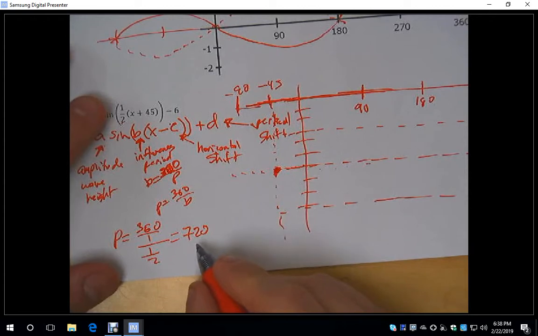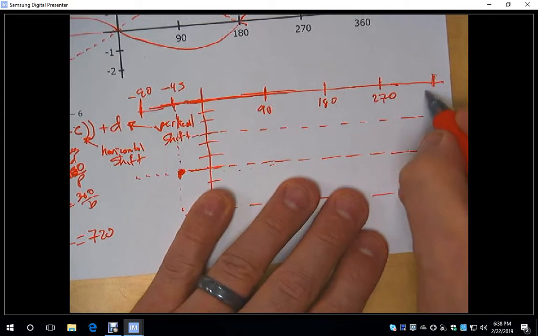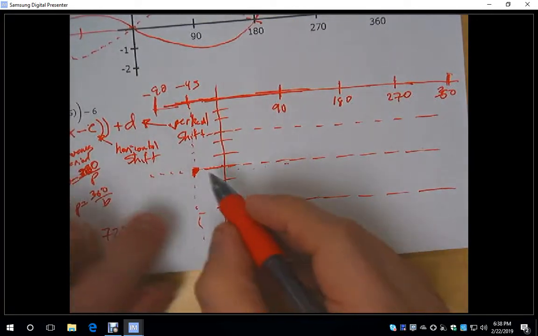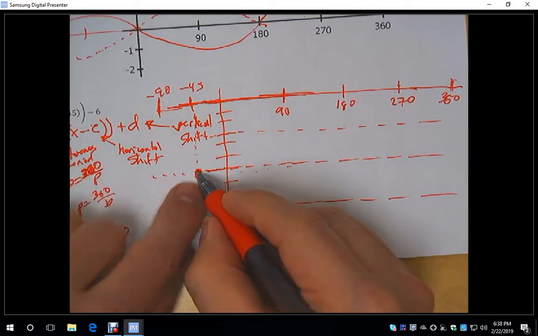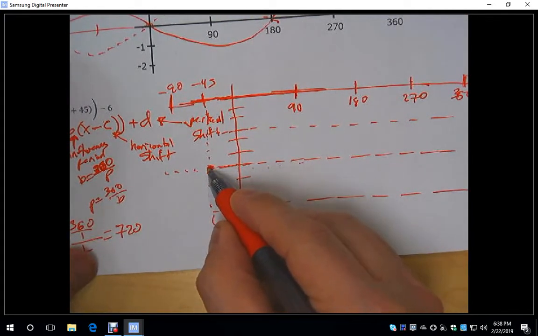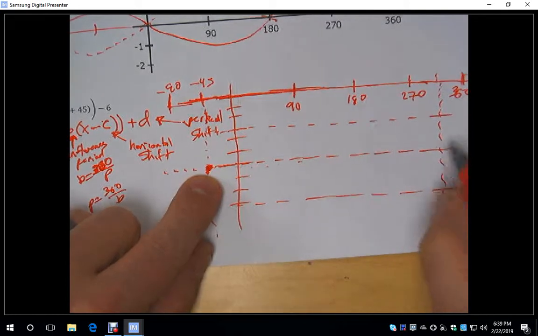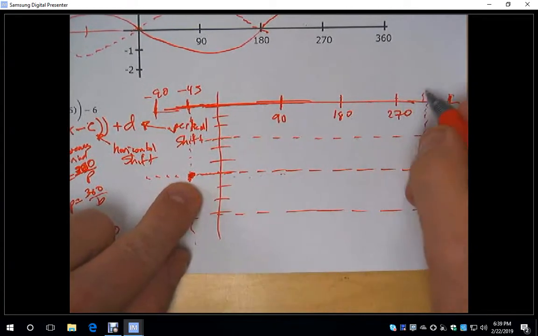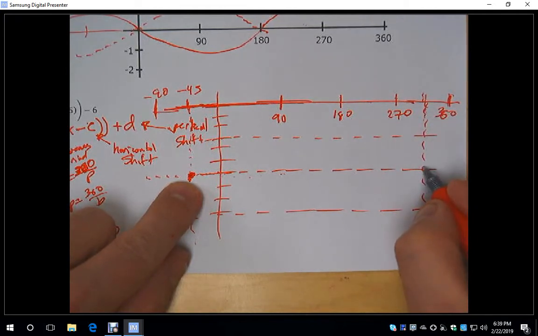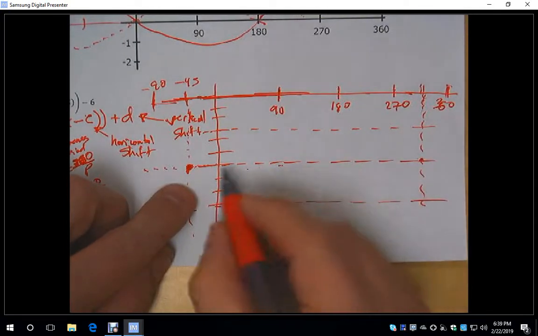So 720, which means that by 360, we will only have a half of a period. So that means that we're going to start here, and instead of having a full rotation, which would have been here, because we're subtracting 45 degrees, 360 minus 45, that's where one period would have ended. But because our period has been doubled in size, at this point we only have half of the period.